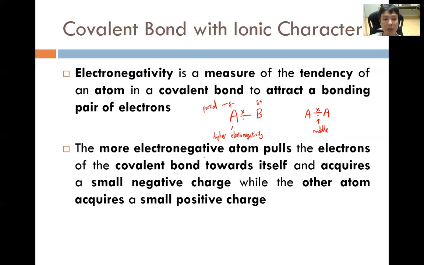Okay, so the more electronegative element will pull the electrons of the covalent bond towards itself, as in this case, and it will acquire a small negative charge, which is indicated by this delta minus, while the other atom will acquire a small positive charge, which is indicated by this delta plus. Okay, so that's why in a covalent bond, whereby two atoms have different electronegativities, there will also be some ionic character because one atom will gain a partial negative charge and the other atom will gain a partial positive charge.